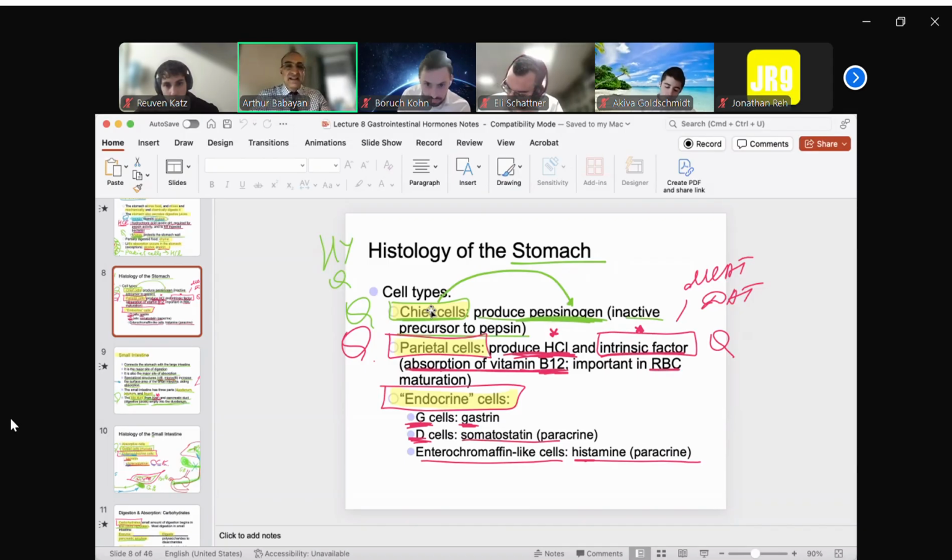Enterochromaffin-like cells produce histamine. In medical school, you have to know which receptors, those will be H2 receptors in the stomach, which are targeted by some of the medications that are prescribed.